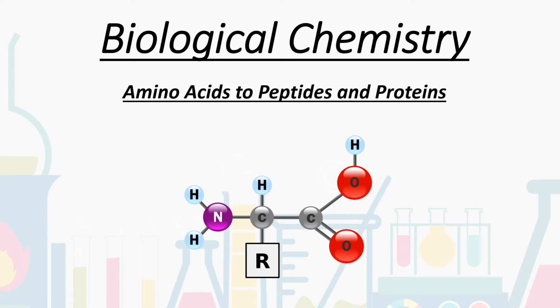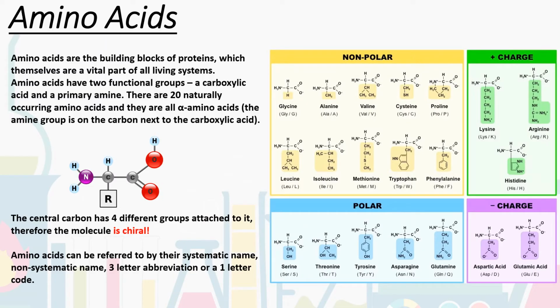Hi everyone, today a video on biological chemistry, specifically looking at amino acids, peptides and proteins. So amino acids are the building blocks of proteins. Proteins are polymers and amino acids are the monomers that we make these proteins out of. And proteins are themselves a vital part of all living systems.